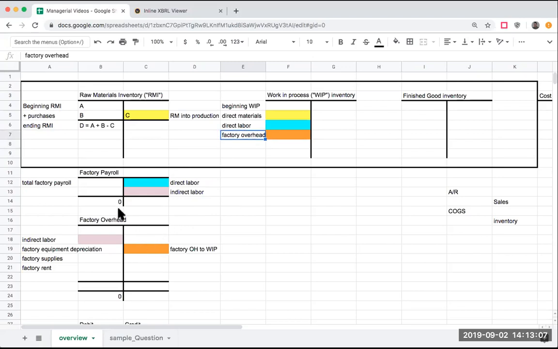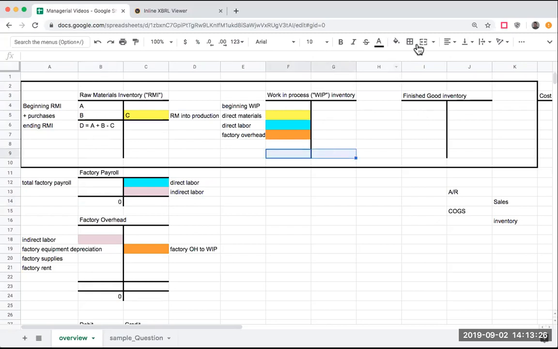So again, as I'm going through this, and we're going to work on a sample in just a little bit, this is where it has to go. This is going to have to be zeroed out at the end of the day. My factory payroll is going to have to be zeroed out at the end of the day. And then these are going up over to my work in process inventory.